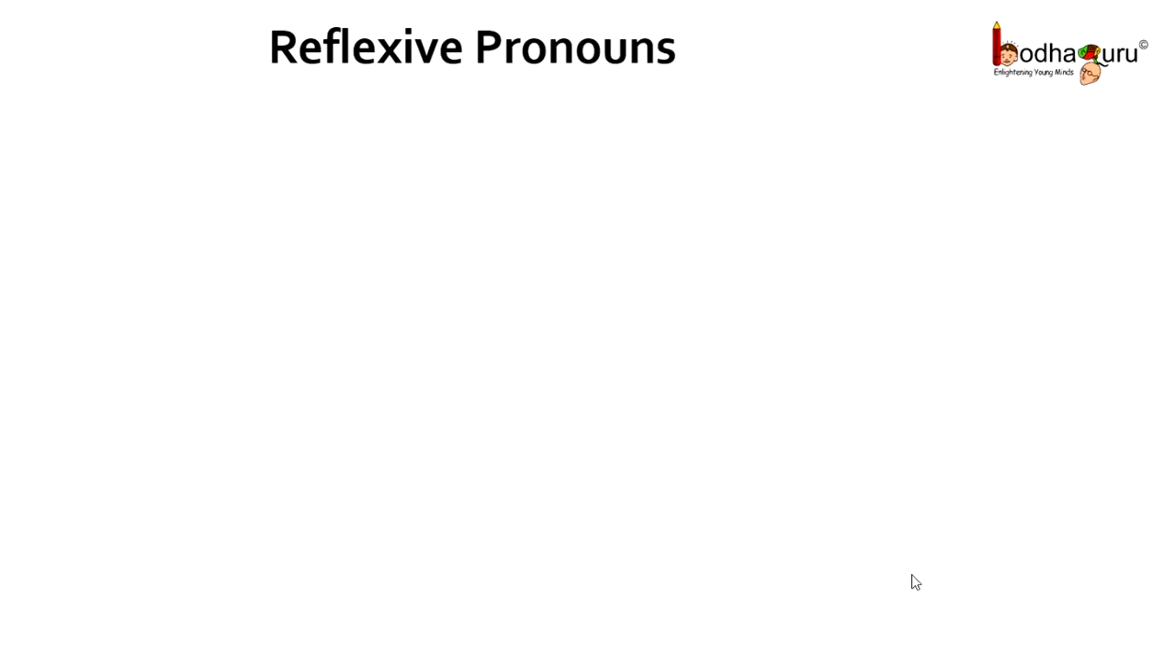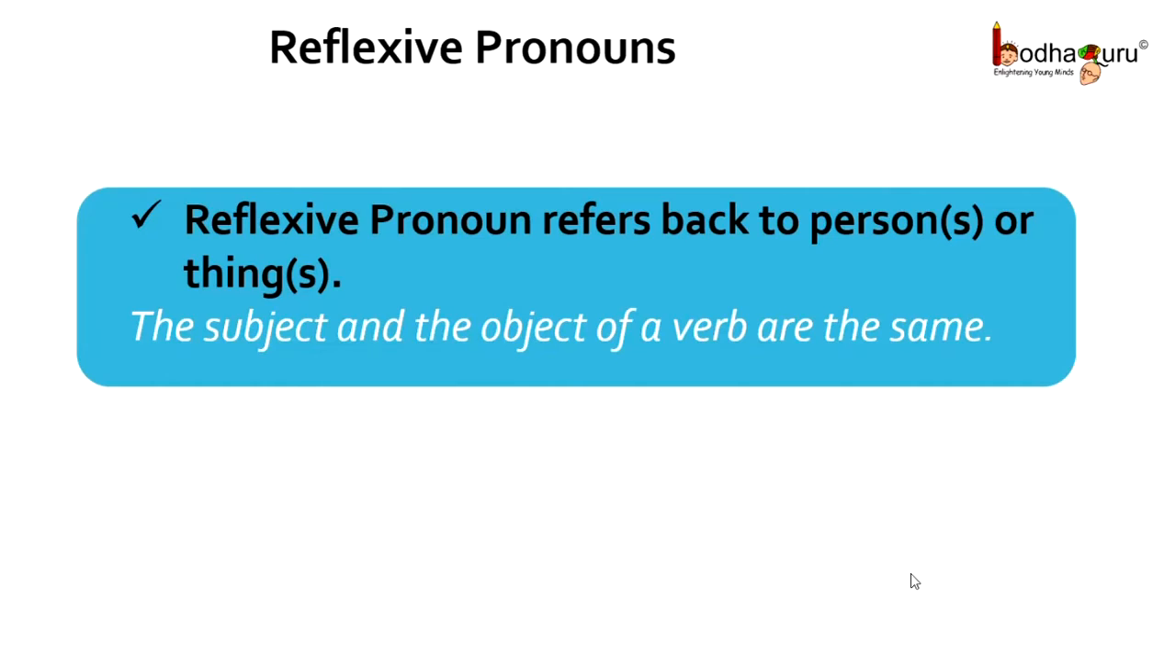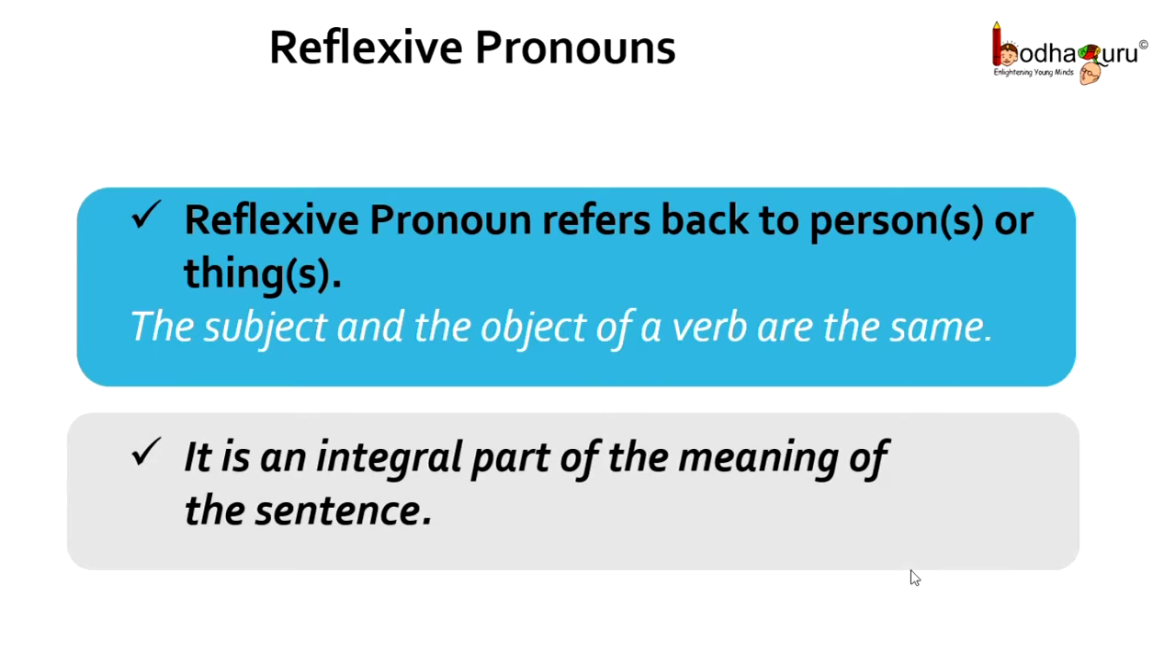And what happens in the case of a reflexive pronoun? Reflexive pronouns refer back to the person or things. In such sentences, the subject and the object of a verb are the same. And it is also important to remember that it is an integral part of the meaning of the sentence. That is, if you remove this pronoun or drop it from the sentence, the meaning of the sentence might not be the same, or it might be incomplete.